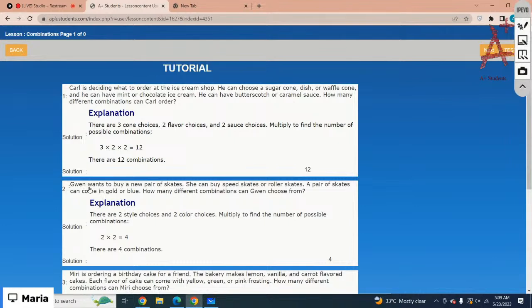Oh, 3 times 2 is 6 and 6 times 2 is 12. That means the total combinations are 12. Let's just start with the test questions.